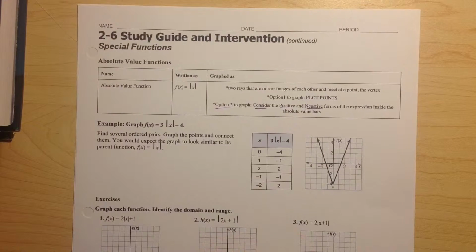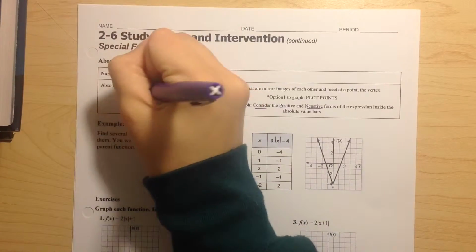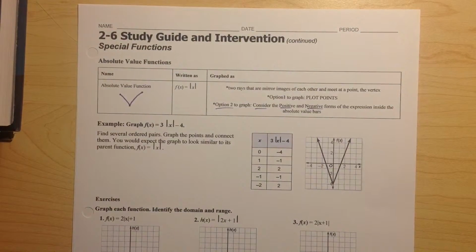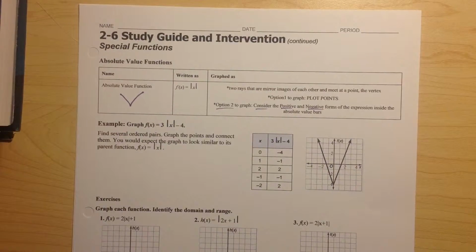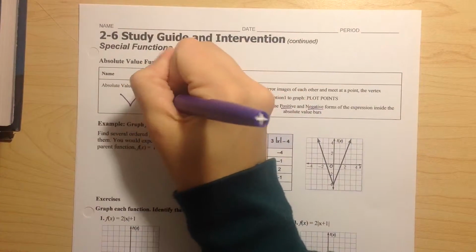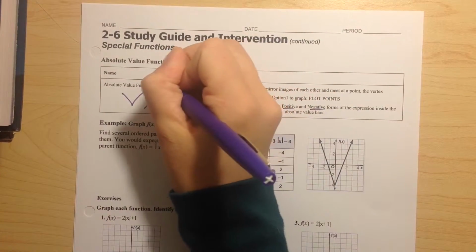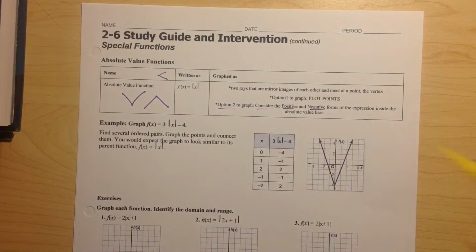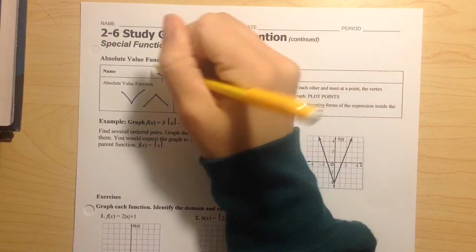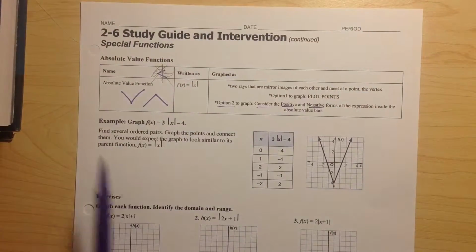So, absolute value functions always look like a V every single time. Pretend those lines are straight lines, V. Or it could be upside down, but it will never be sideways, because then it's not a function. If it was ever sideways like that, notice it fails the vertical line test, so that one doesn't work. It has to be either an up V or a down V.